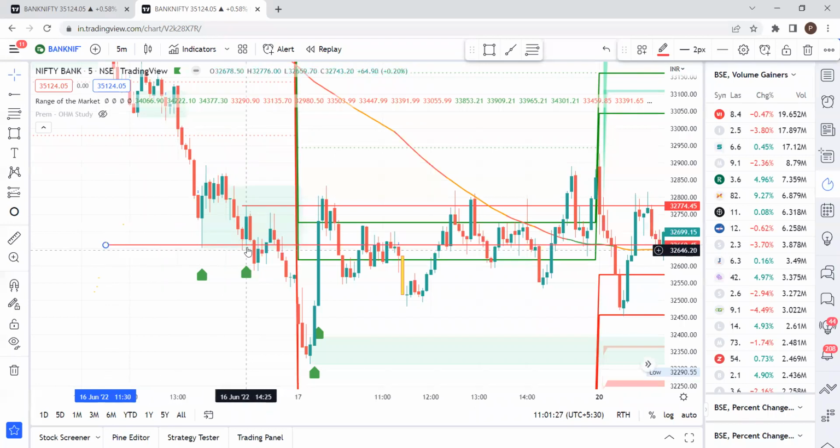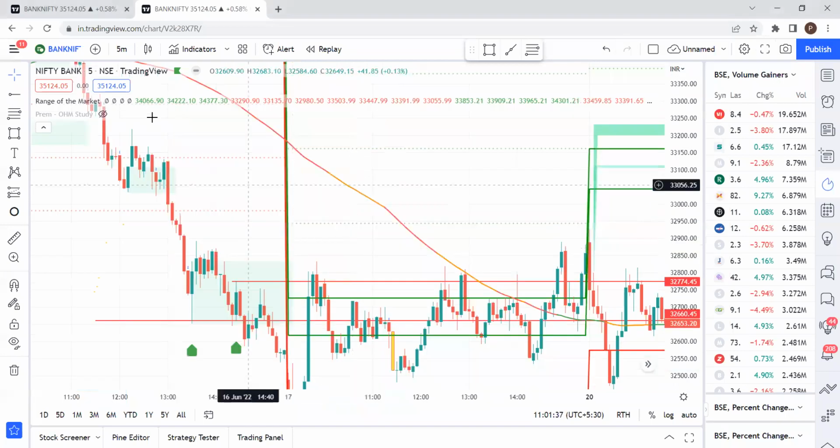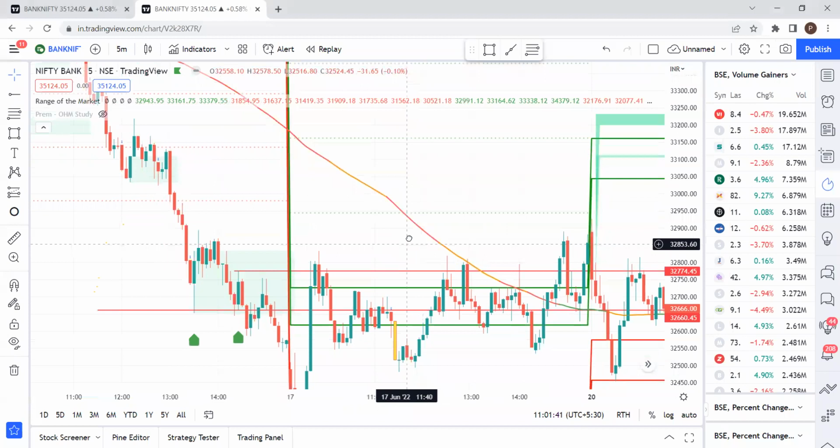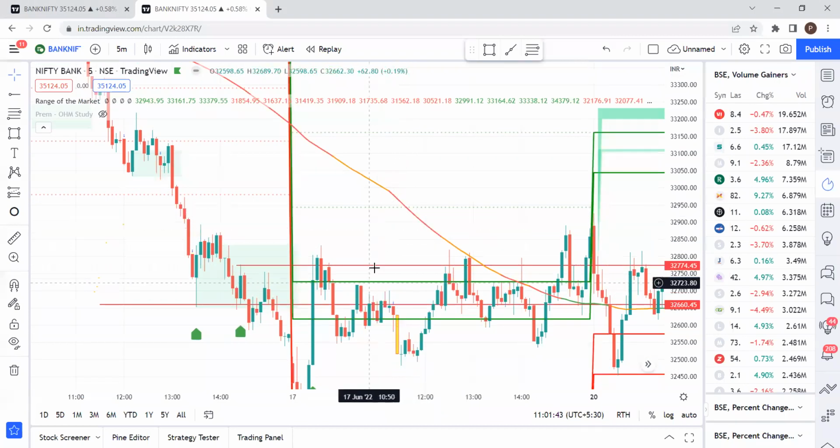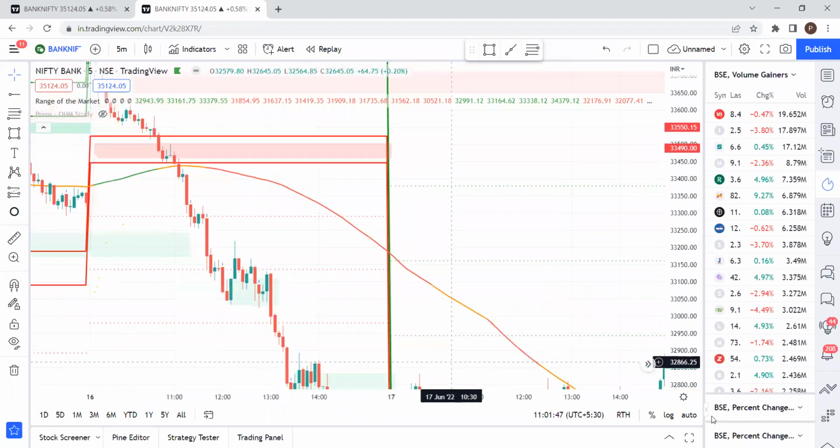So that means that below this is a short with this as a stop loss. Okay, so this is all about my indicator. I hope you have it. Let me see one more time whether I've covered everything. I covered this, I covered this, I covered range. Okay, I didn't cover the zones.